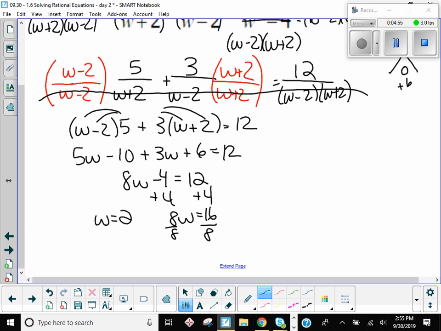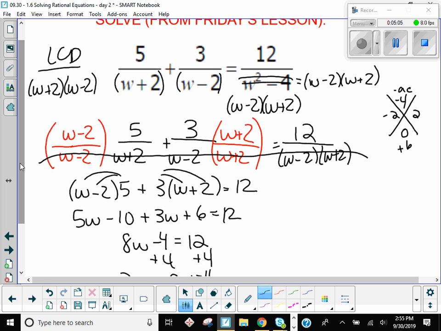Caitlin, what did you get? How did you get that when everyone else got w equals 2? Which one equaled 0? Perfect.